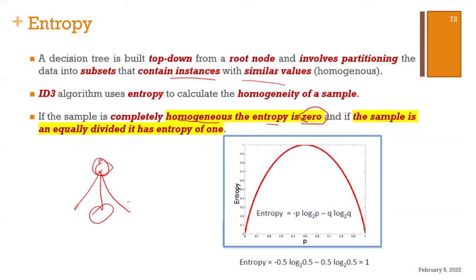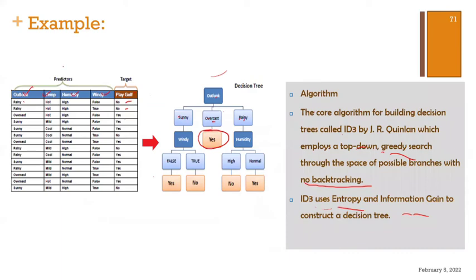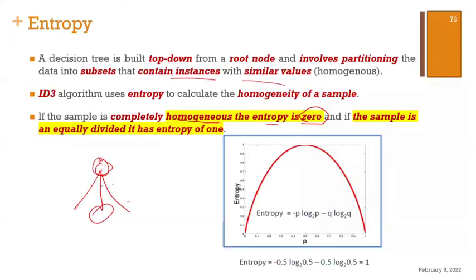If the samples are equally divided, for example, say our data has 1, 2, 3, 4, 5, 6, 7, 8, 9, 10, 11, 12, 13, 14. So we have 14 samples. If among these 14, we have 7 yes and 7 no, they are equally divided. So in that case, you are going to have an entropy of 1. However, if the entropy is 0, it means all of them are either yes throughout or no throughout.